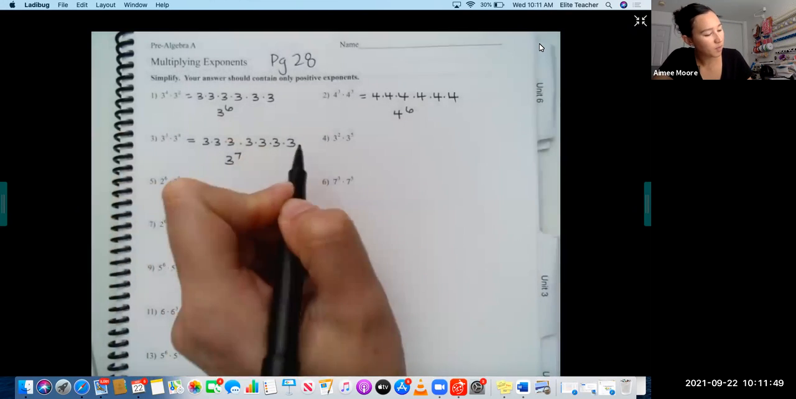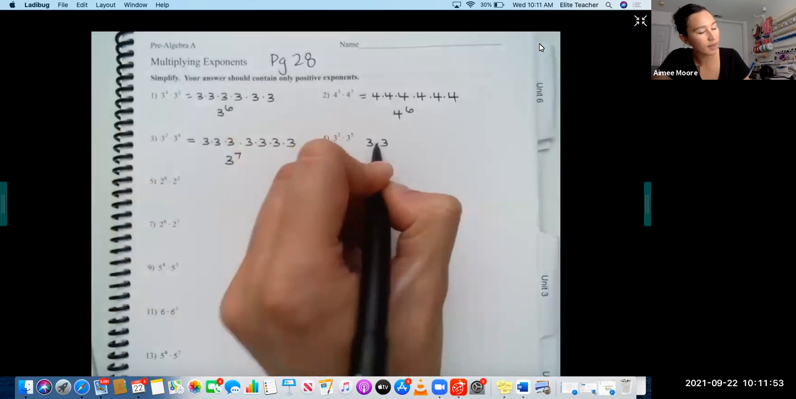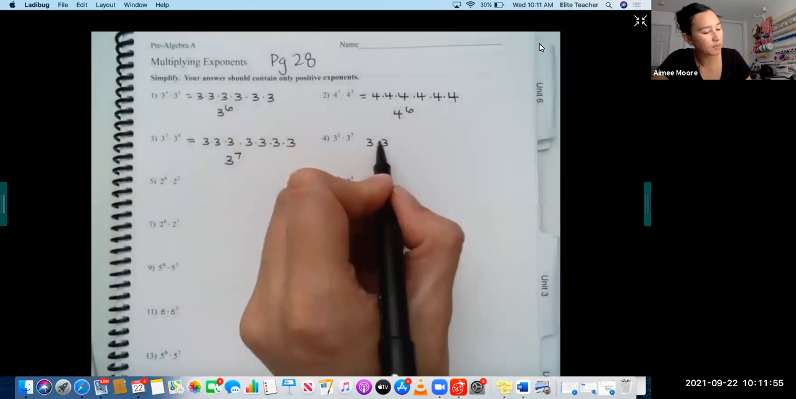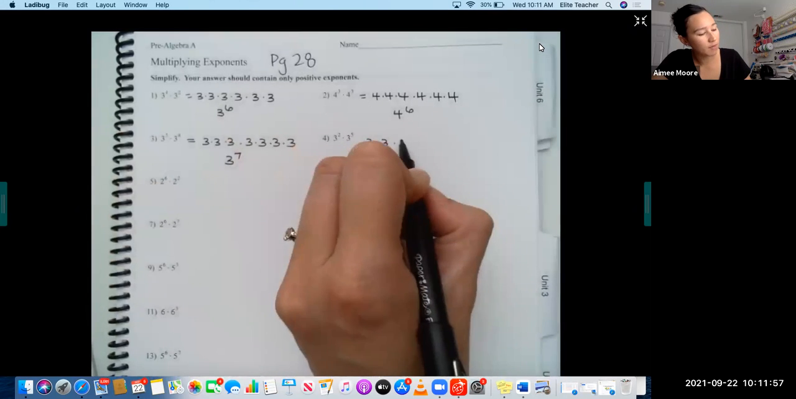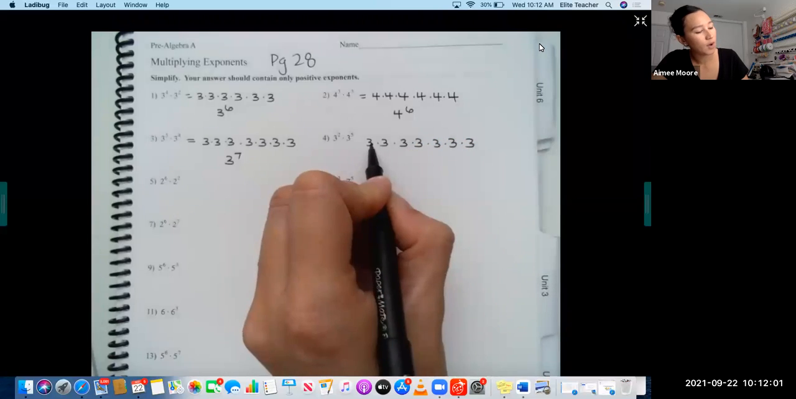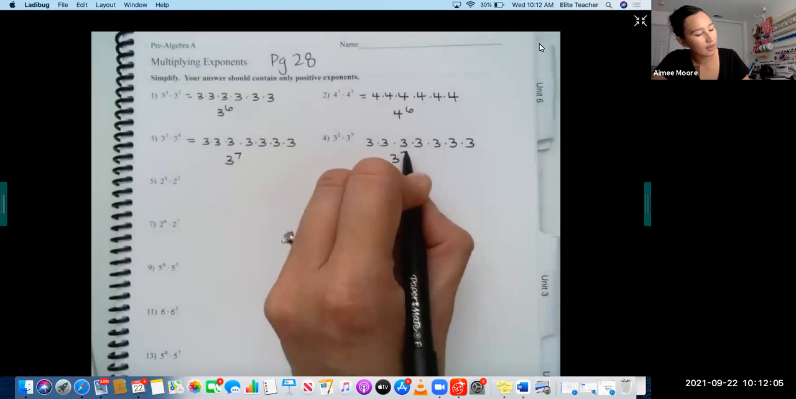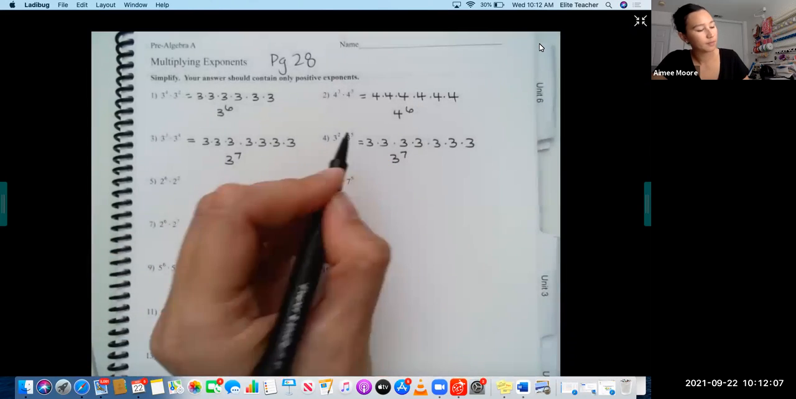And I'll do one more. 3 to the 2nd times 3 to the 5th. 3 to the 2nd, that's 3 multiplied 2 times, 3 times 3 times 3 to the 5th. 1, 2, 3, 4, 5. 1, 2, 3, 4, 5, 6, 7. That is 3 to the 7th.